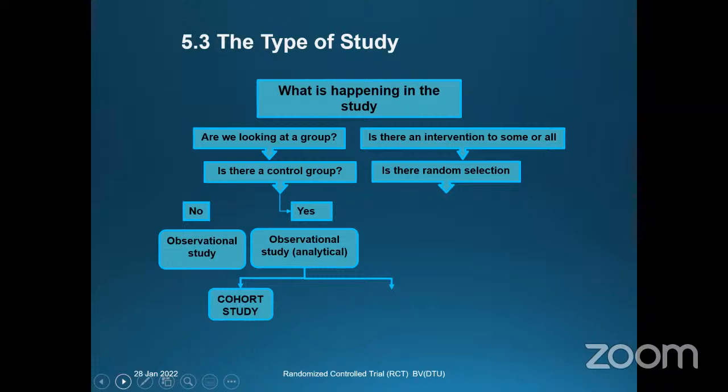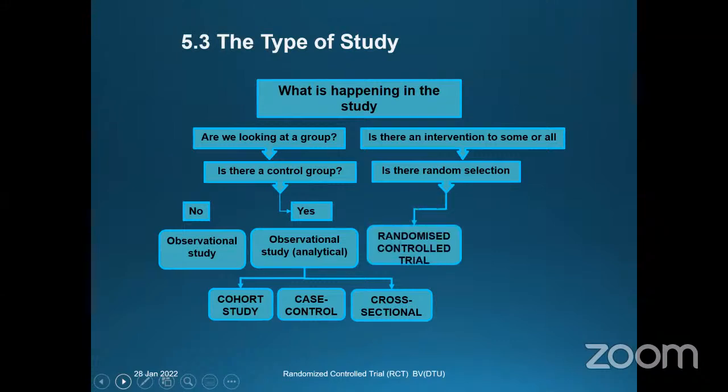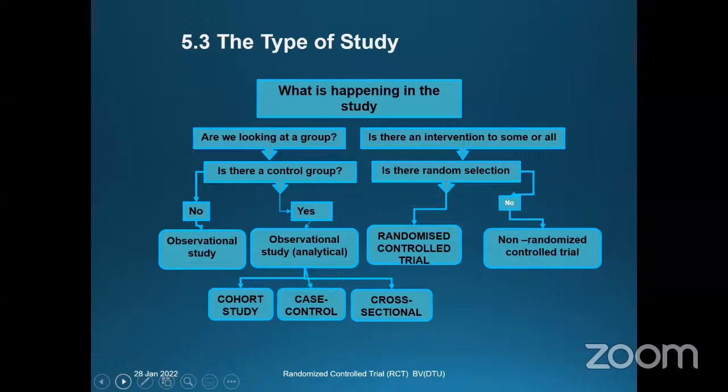And observational analytical studies are further divided into cohort studies, case control studies, and cross-sectional studies, which have been dealt with in the previous classes. If there is a random selection, there is a randomized control trial. If there is no control group, there is an observational study. And these are the types of studies that we come across in our research.